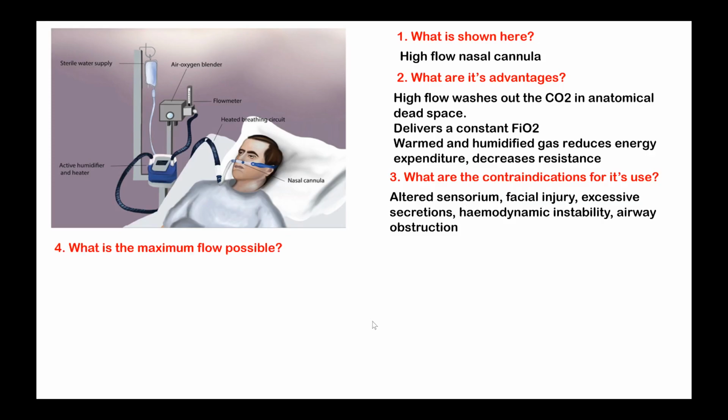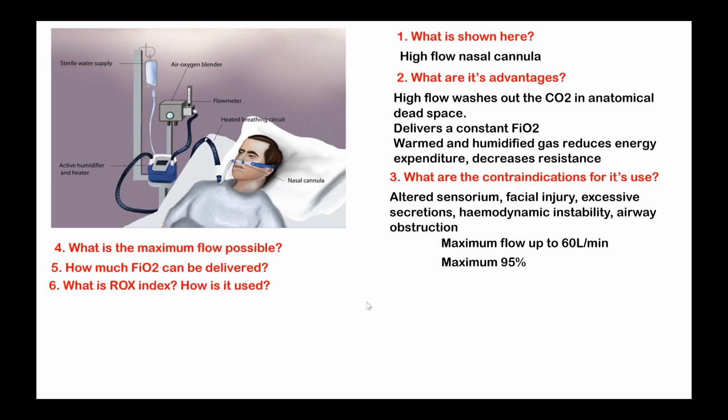What is the maximum flow possible in this? 60 liters. 60 liters, fantastic. Maximum of 60 liters. How much FiO2 can be delivered? Maximum up to 100%, sir. 100% can be delivered. Can you get 100% with an oxygen blender here? Because to achieve that much flow, you require a blender. So maximum is only 95%.